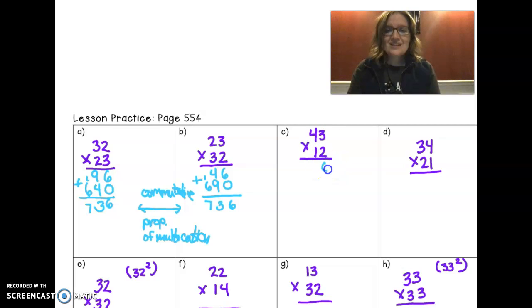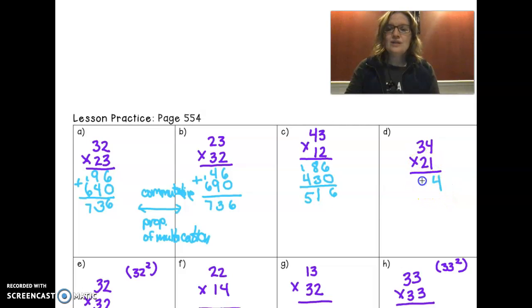2 times 3 is 6. 2 times 4 is 8. Put our 0 for step 2. 1 times 3 is 3. 1 times 4 is 4. Add those together. 6. 8 plus 3 is 11. Carry our 1. 516.